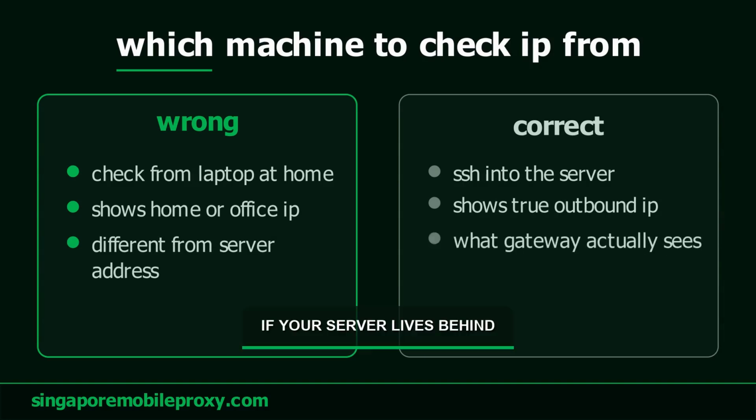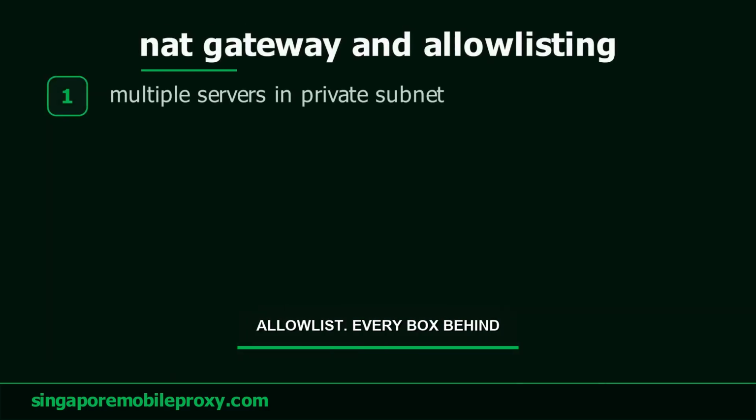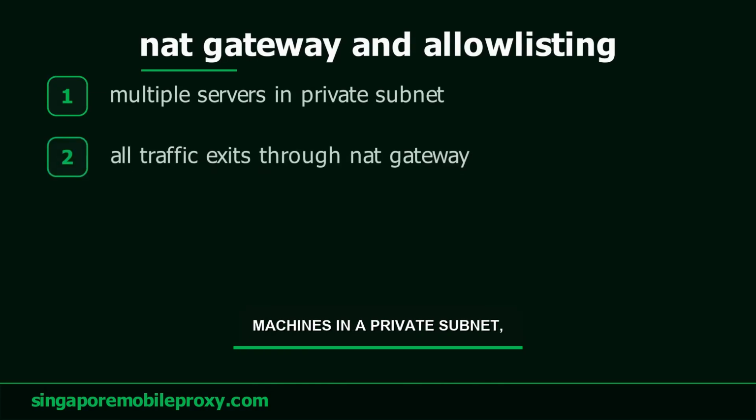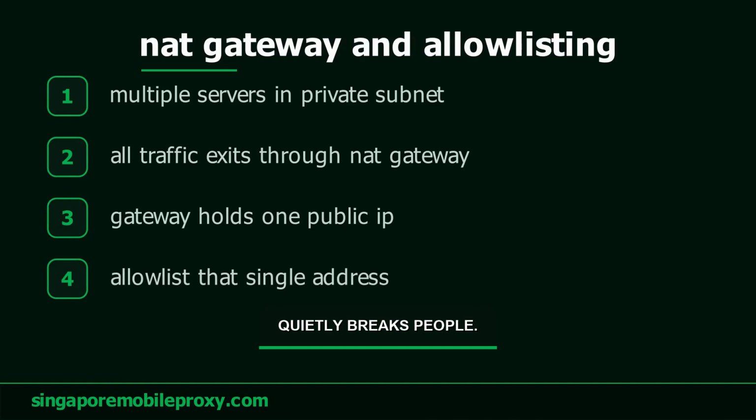If your server lives behind a NAT gateway, which is normal in cloud setups, the address you get back is the gateway's address, and that is the correct one to allow list. Every box behind that gateway shares it, so even if you have 10 machines in a private subnet, you usually only allow list the one public address they all leave through, not 10 separate entries.